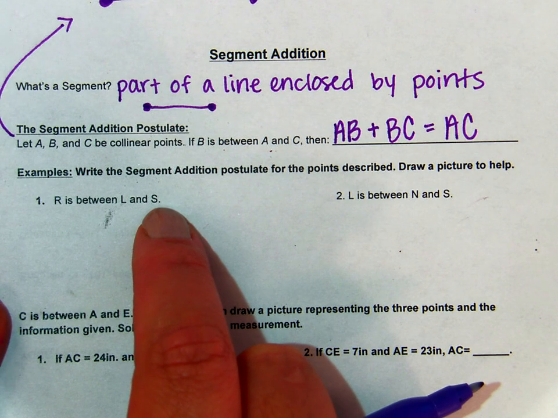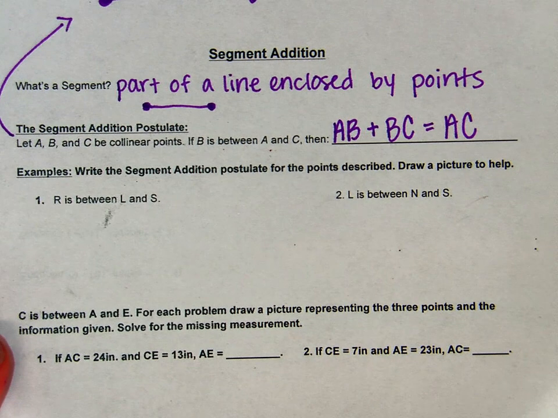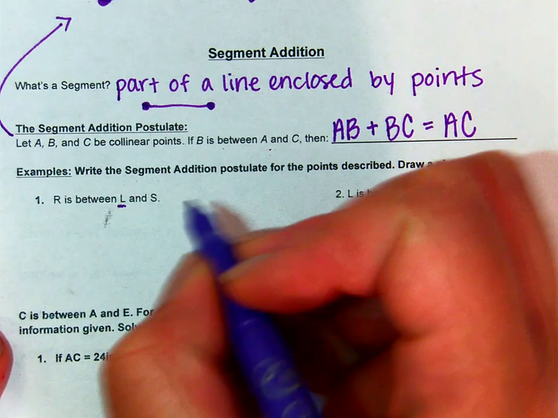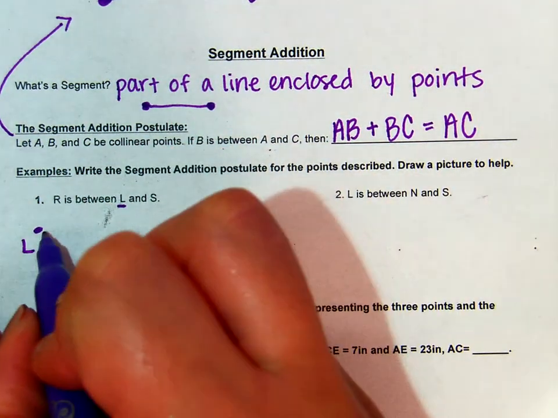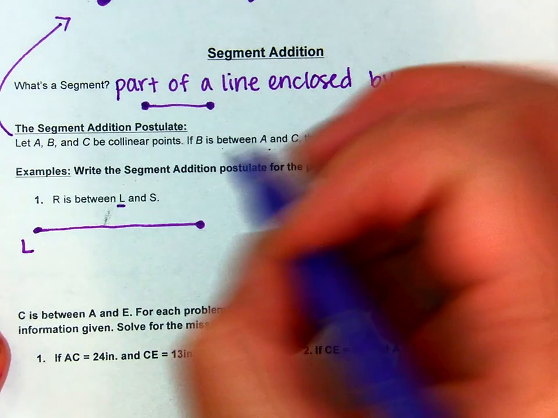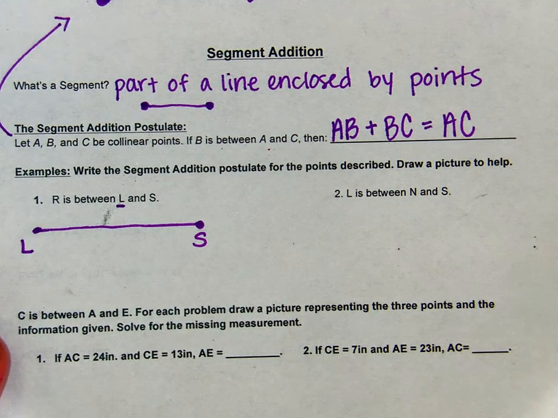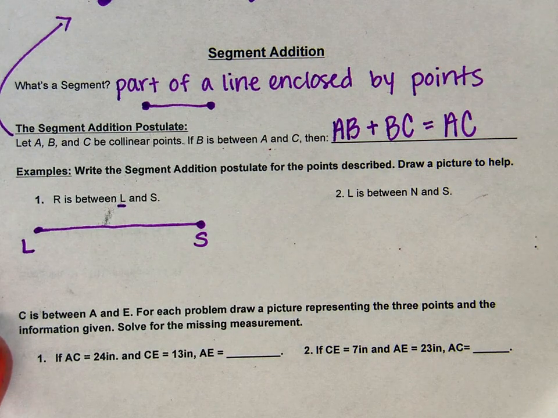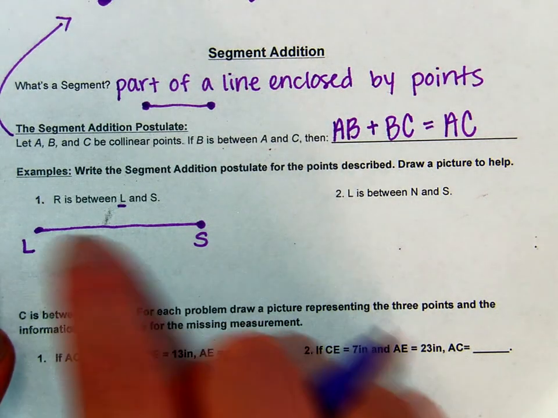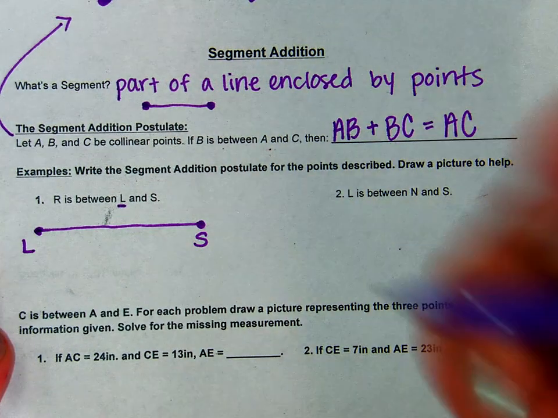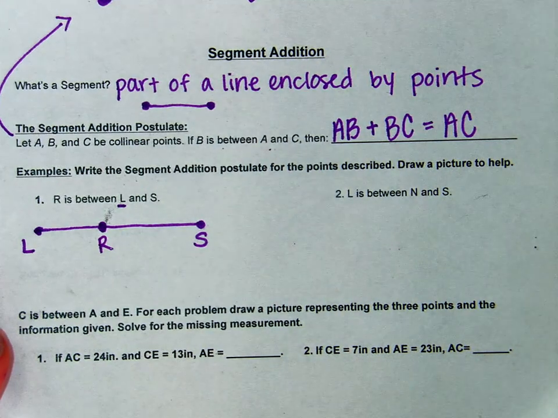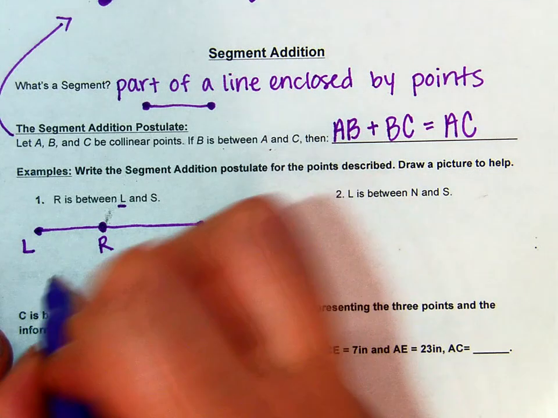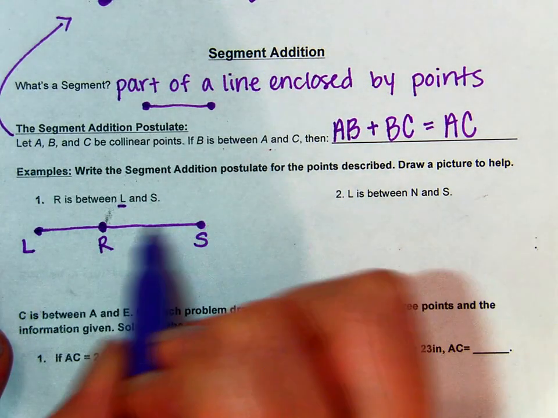One of the things that I always do, if it tells me it's between L and S, L comes first, so I'm going to make that my first point. S is the second thing they tell me, so I'm going to put that here. Does it tell me that R is directly between L and S? No. It just tells me that it's somewhere between those two points. So really, it doesn't matter where you put it. You can move it closer to one side, you can move it closer to the other side. It doesn't matter, as long as it's between those two points.